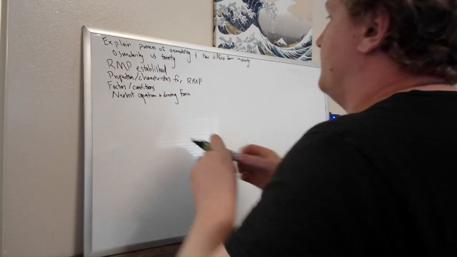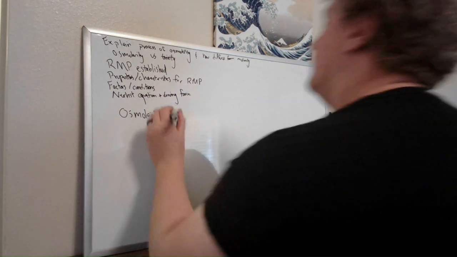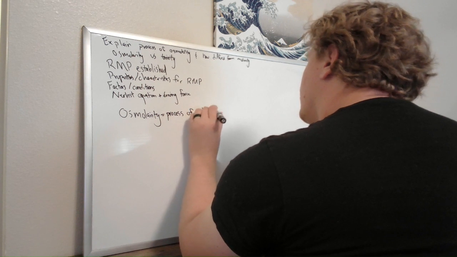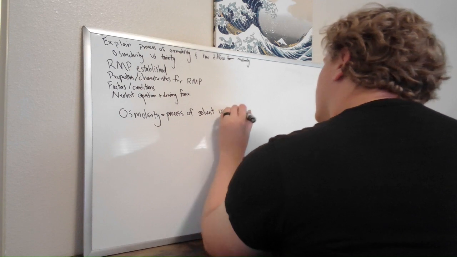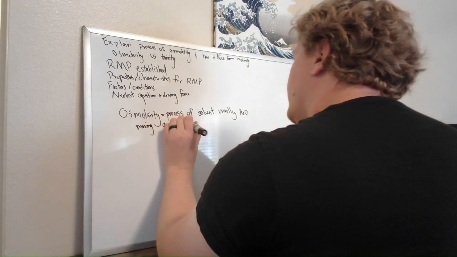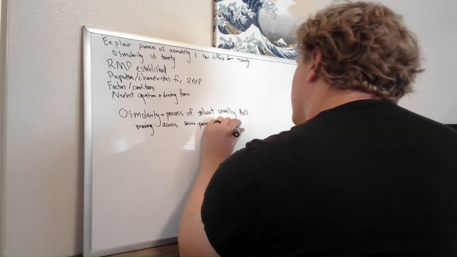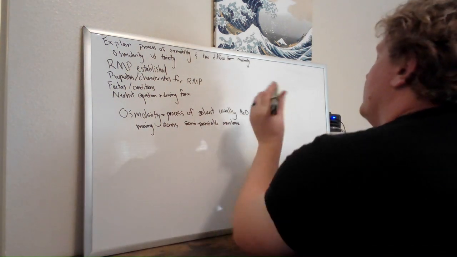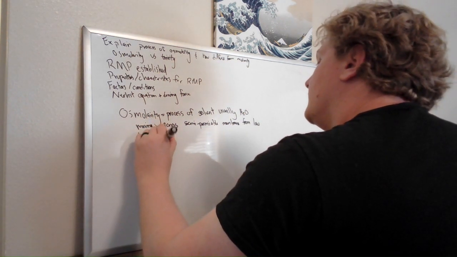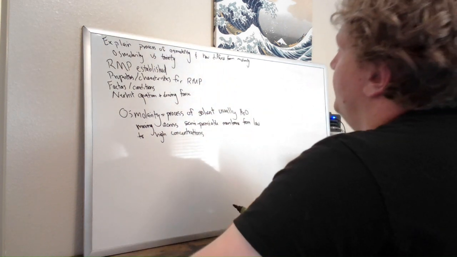Okay, so first we're going to explain the process of osmolarity. Osmolarity is the process of solvent, which is usually water, moving across a semi-permeable membrane, from differences in concentrations. So this is different from molarity.